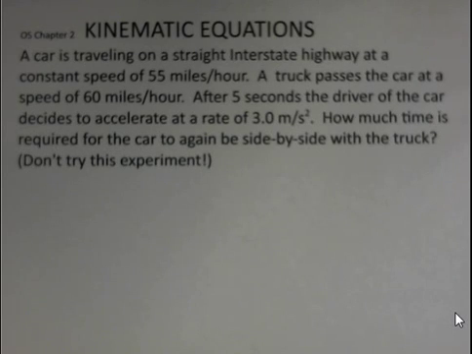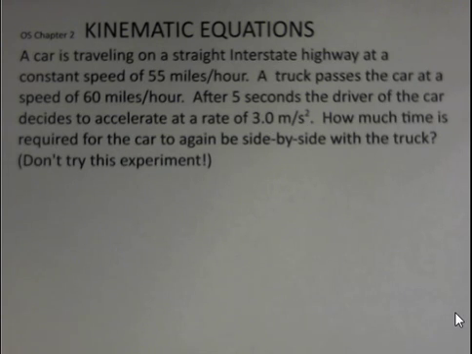Kinematic equations. The kinematic equations describe motion, with position, velocity, acceleration, and time as parameters. In this hypothetical situation, we have two vehicles going down a straight interstate highway, two lanes in the direction that the vehicles are moving, no collisions. The car is traveling at a constant 55 miles an hour at the present time, a truck going at 60 miles an hour, again a constant speed.